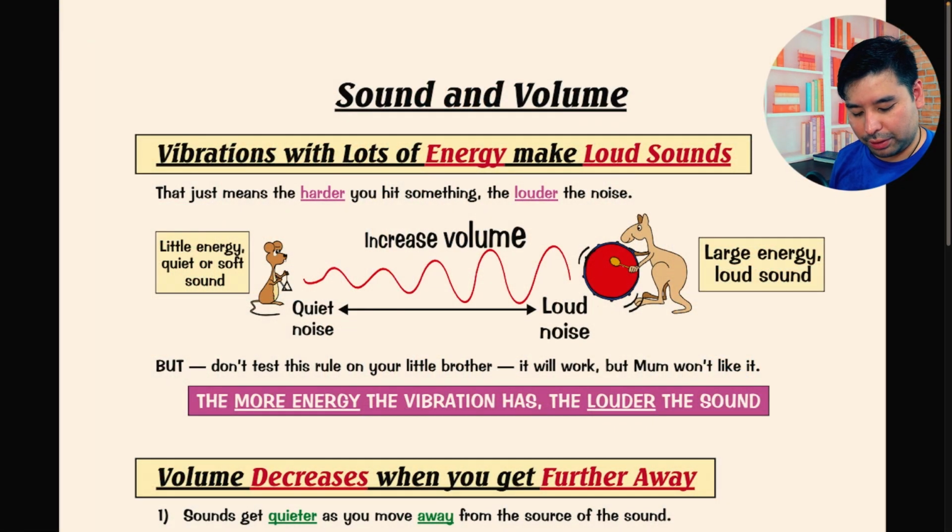Sound, this is the second part, sound and volume, right? Vibrations with lots of energy make loud sounds. It depends on how much energy each has, so the sound goes up or goes down. It's loud, according to the information that we have here. That just means the harder you hit something, the louder the noise. The stronger the punch or the hit that you make, the louder the noise will be. That's quite obvious, right?